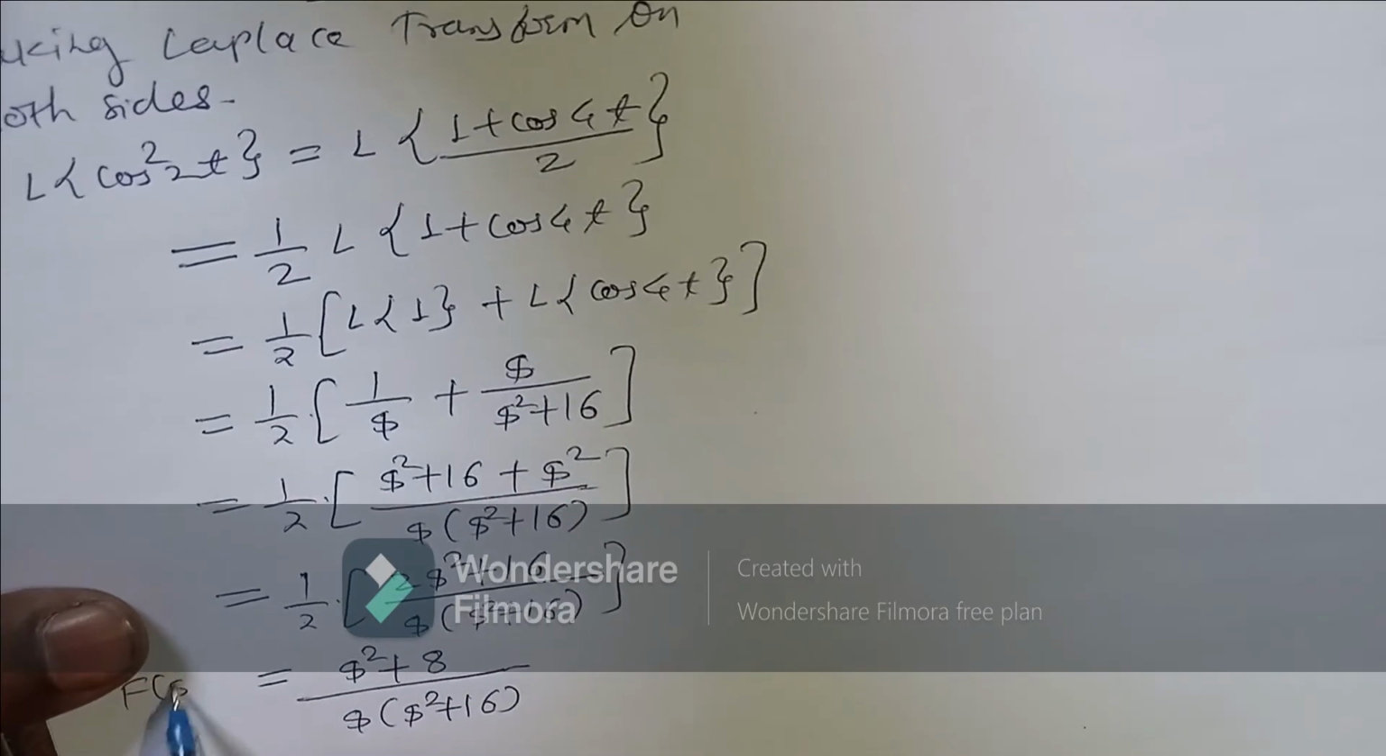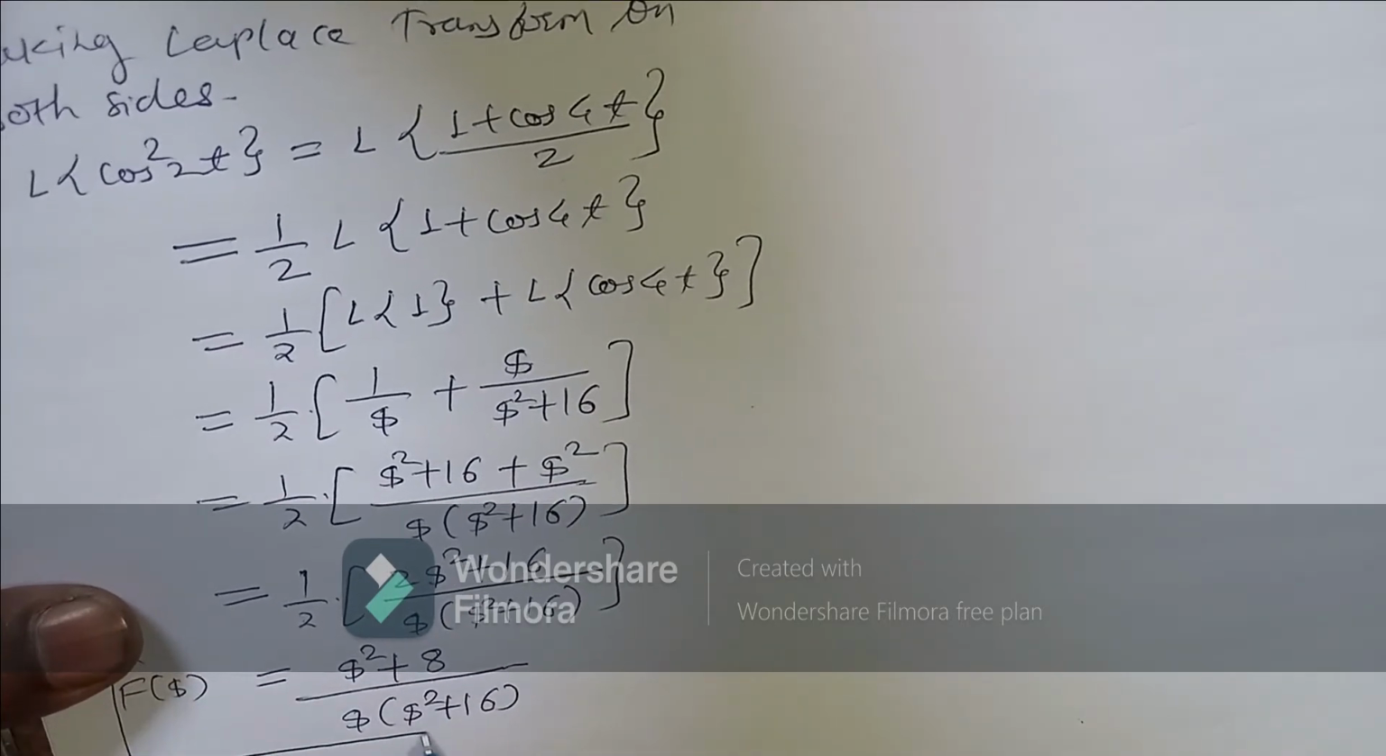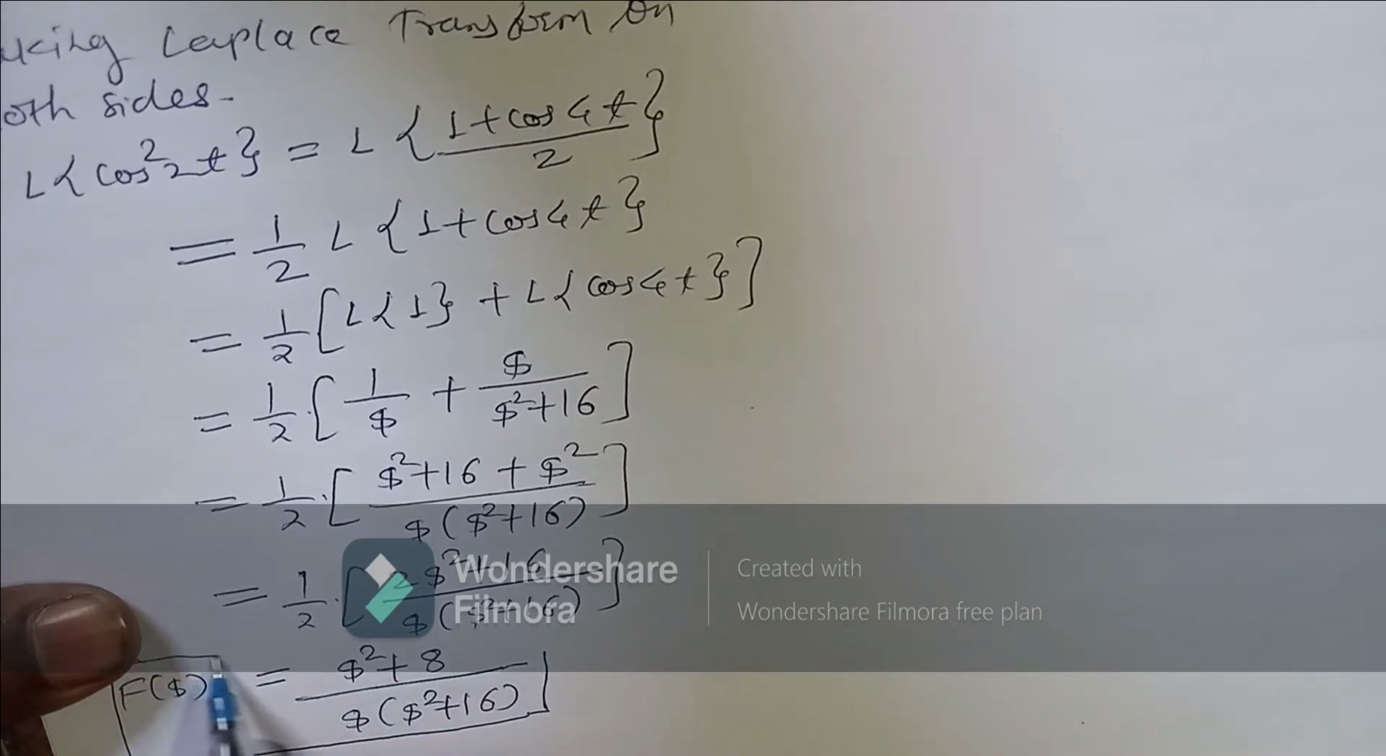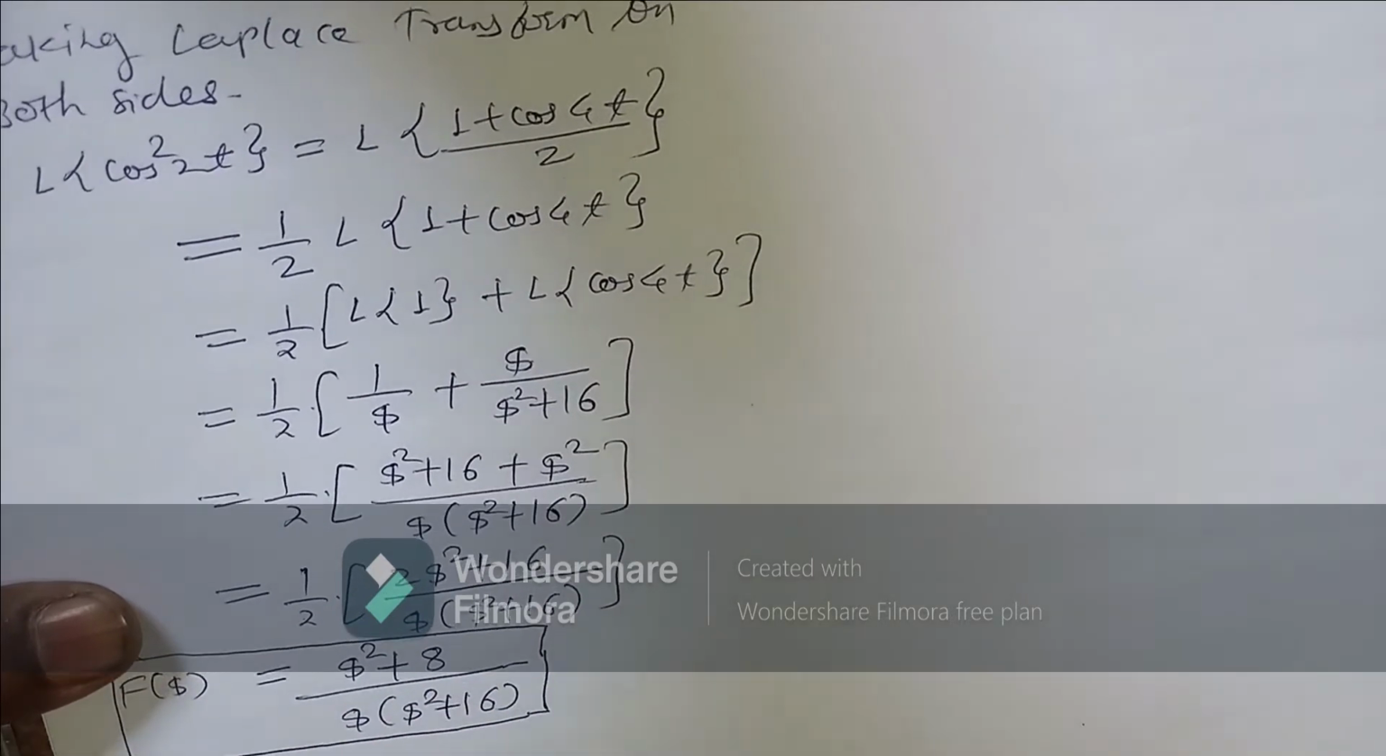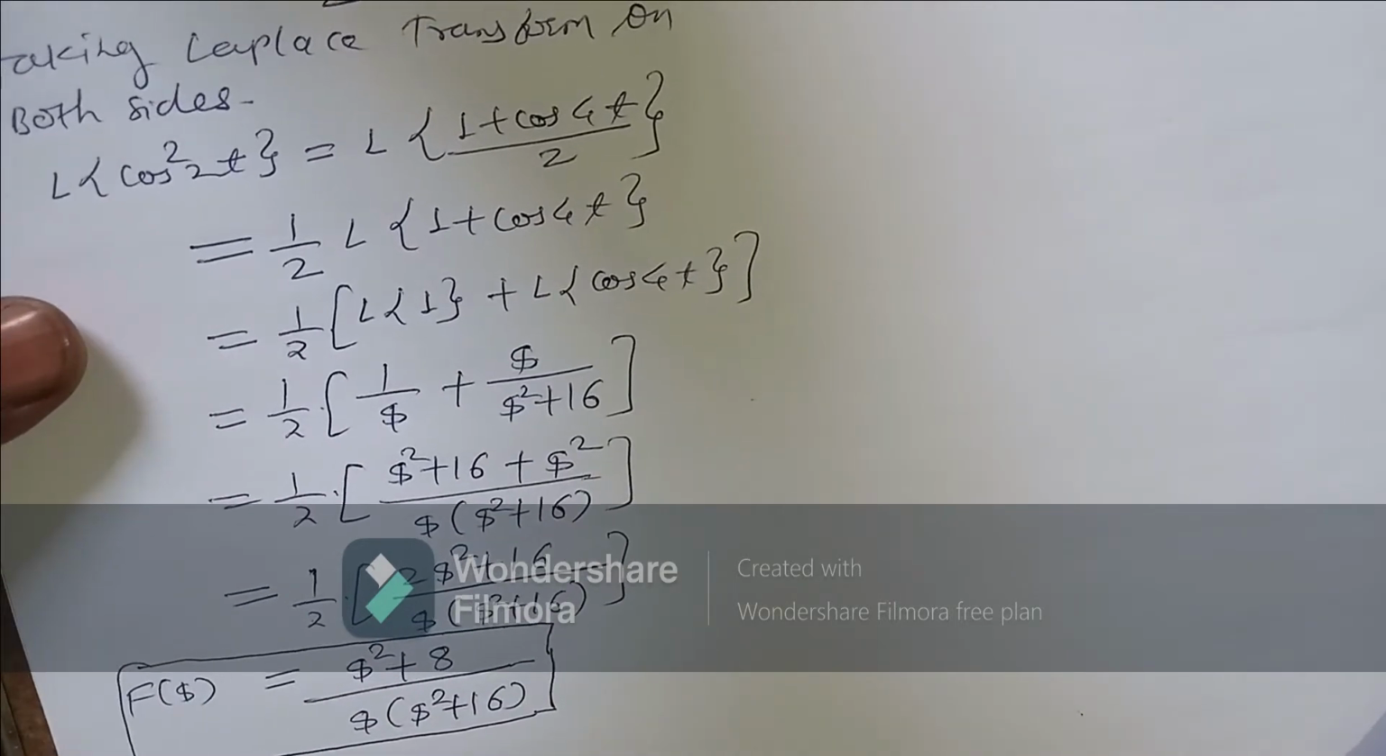So this is the value of Laplace transform of cos square 2t. Okay, so in this way we can solve some numericals.